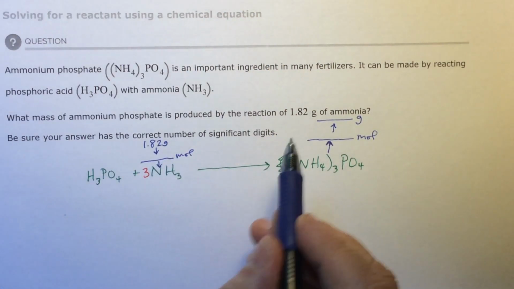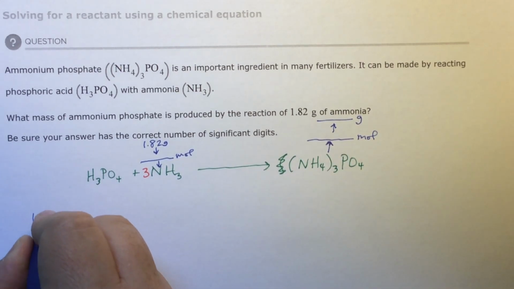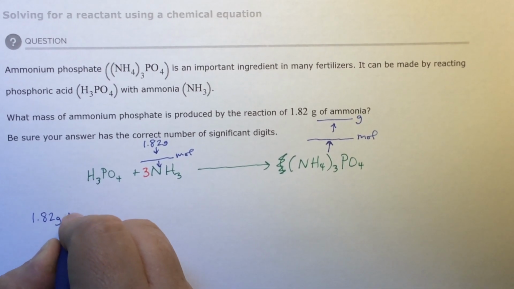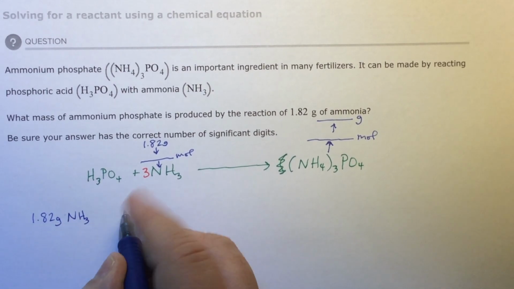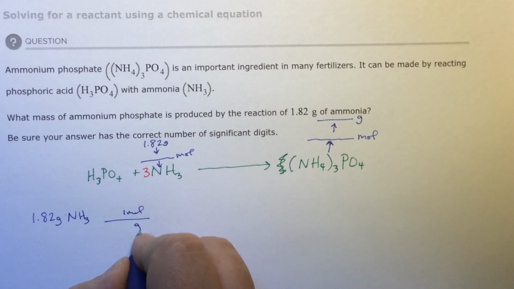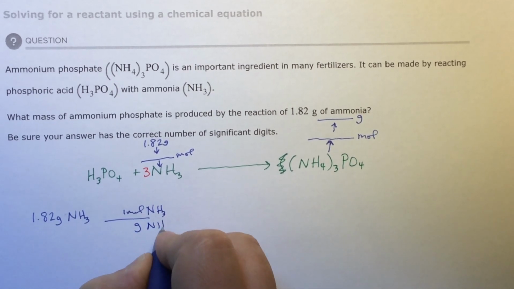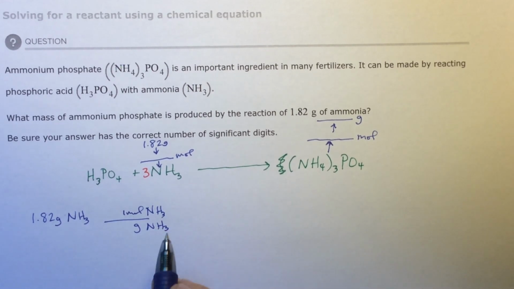I'm going to start with what I'm given. I'm given 1.82 grams of ammonia. Well, in 1 mole, if I'm turning this into moles, 1 mole of ammonia is how many grams of ammonia? Well, ammonia is nitrogen and 3 hydrogens. What does that weigh? So I'm going to go to the periodic table.